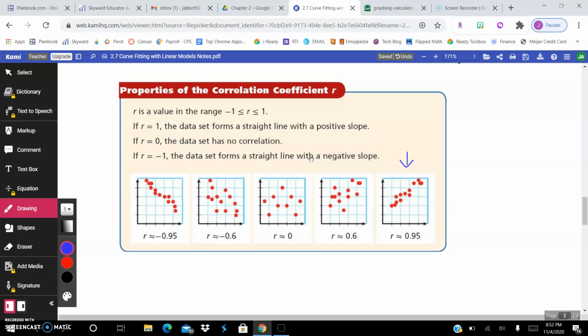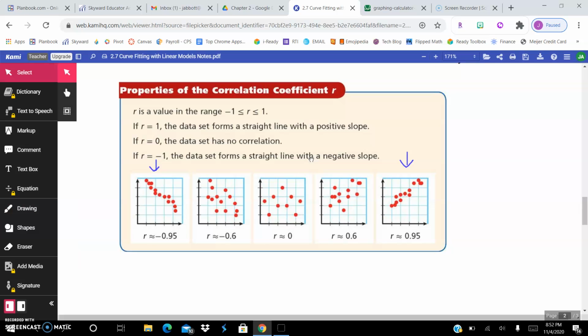And then the same thing goes down here for -1. It would have a negative slope, but they would be in a straight line as well. And when R is negative 0.95, they're pretty close to a straight line. They're grouped together, but not quite, and with a negative slope. And then when you get close to R is 0, there is no correlation. So as you get closer, going through the negatives or coming down from the positives, the closer you get to 0, the more spread out the dots are going to be. And when R is exactly 0, there is no correlation.